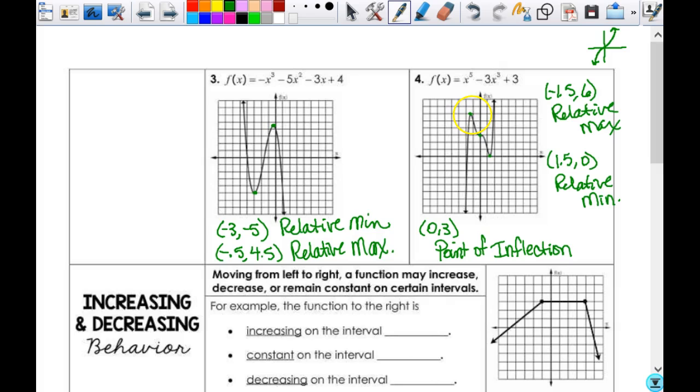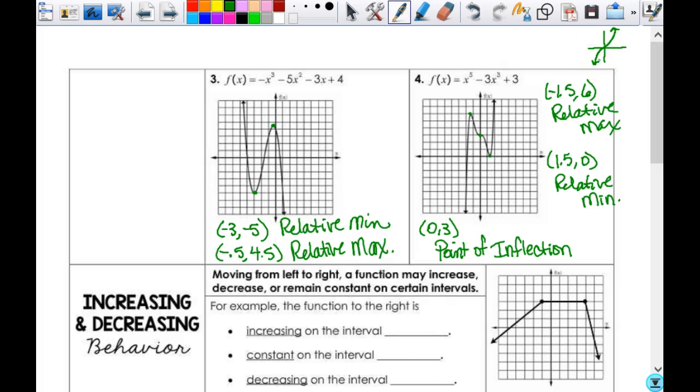So your maximum and minimum is a change of direction. It's where it changes from increasing to decreasing or vice versa. Your point of inflection is where it changes from concave up to concave down or vice versa. So when we're coming here and we're increasing, do you see how that part of the function is concave down, like it opens down? Once it hits that point of inflection, then it's concave up.